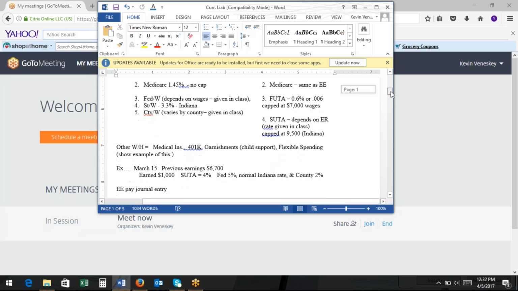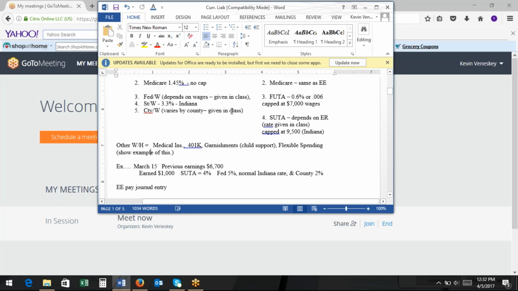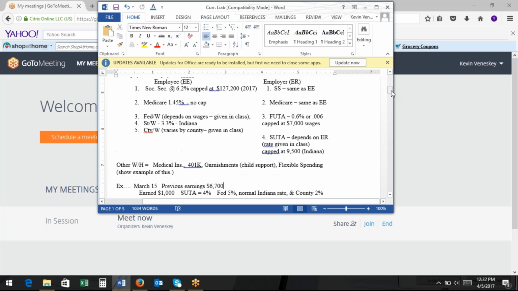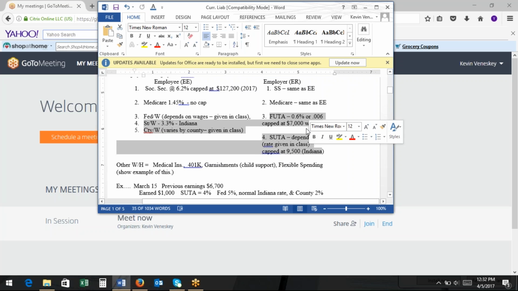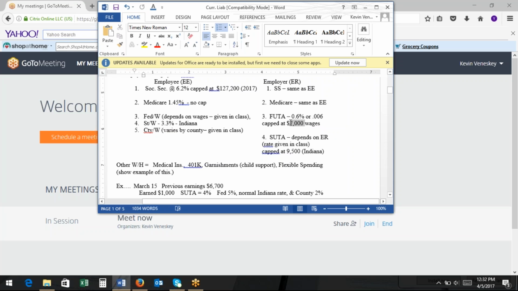Let's look at an example now of how a journal entry will look from here on out when we talk about payroll. So I've given us a real brief little example. My example says, as of March 15th, my employee has earned $6,700. Now that's important because of caps. I'm nowhere near the Social Security cap, and no other items on the employee side have caps. But on the employer side, we do have two caps, and they are much, much lower. And we are in range of those with the $6,700.